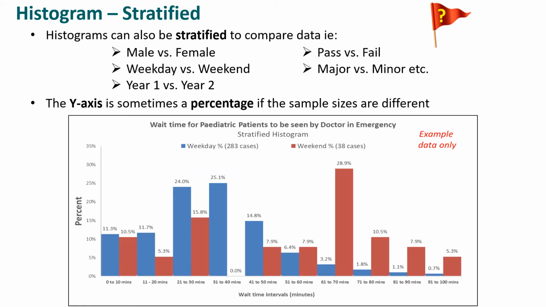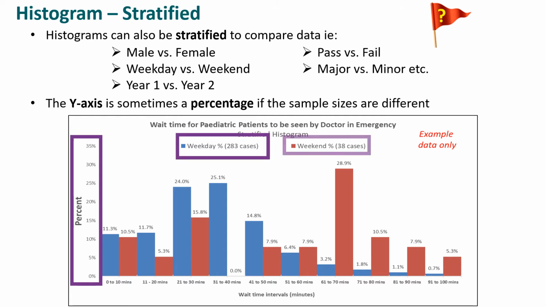With histograms, you can also stratify the data, and that is where you compare different categories. Say, for example, male versus female, or weekday versus weekend, or first year versus second year. With stratified histograms, generally the y-axis will be expressed as a percentage because of the different sample sizes. So with the example below, we're looking at the wait time for pediatric patients to be seen by the doctor, comparing the weekday versus weekend data. You can see here there's quite a big difference between the sample sizes. On the weekday there's 283 cases, and on the weekend there's only 38 cases. That is why the y-axis is best expressed as a percentage.